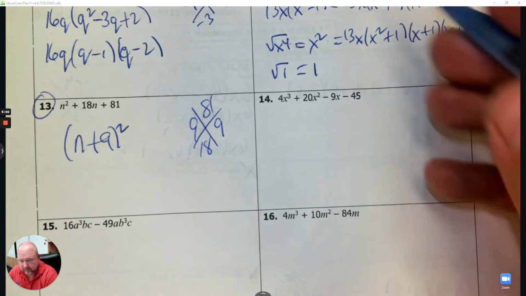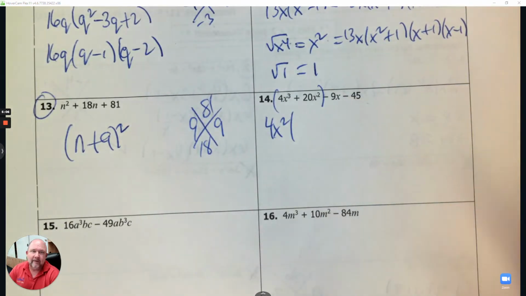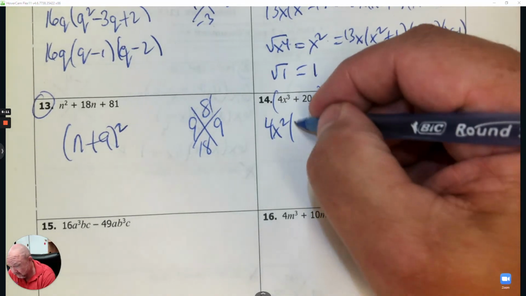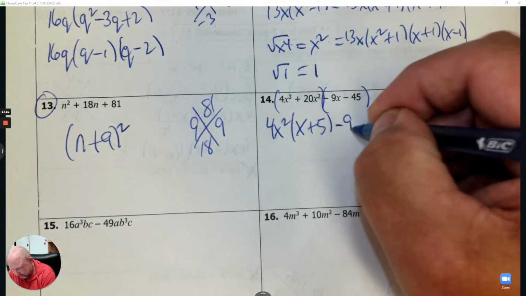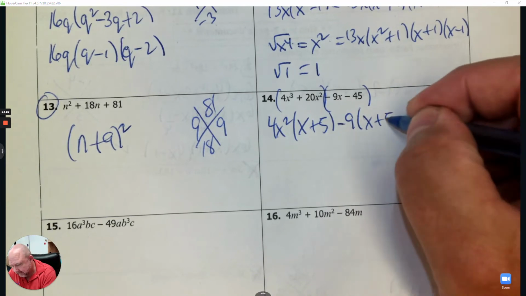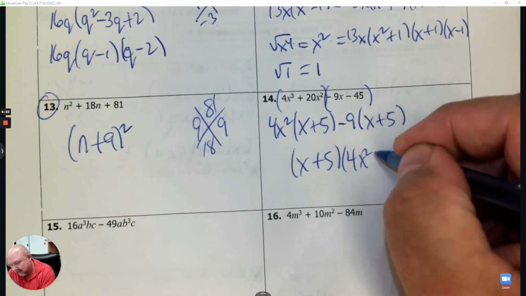Look at number 14. It's 4 terms, so I'm going to factor by grouping. When I look at the first 2 terms, the greatest common factor is 4 and x squared, and then divide, and you have 1x plus 5. When I look at the last 2, I factor out a negative 9 and divide. A negative divided by negative is positive, so they have a common factor, and then 4x squared minus 9.